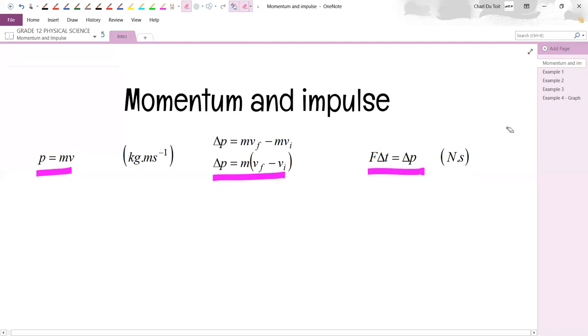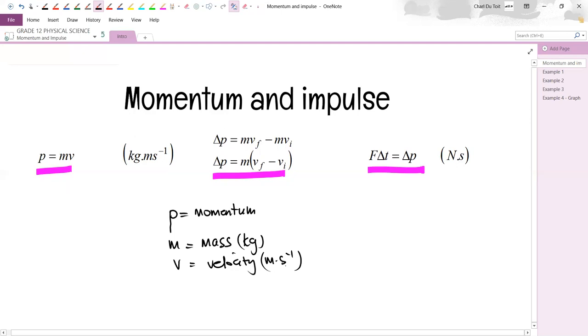I'm done. You can write p is momentum. m is obviously mass, and that's in kg. And velocity, you know, is... let me just get that word. Velocity is going to be... Momentum obviously is in kilograms meters per second. Okay, just write it down. You're going to use it.